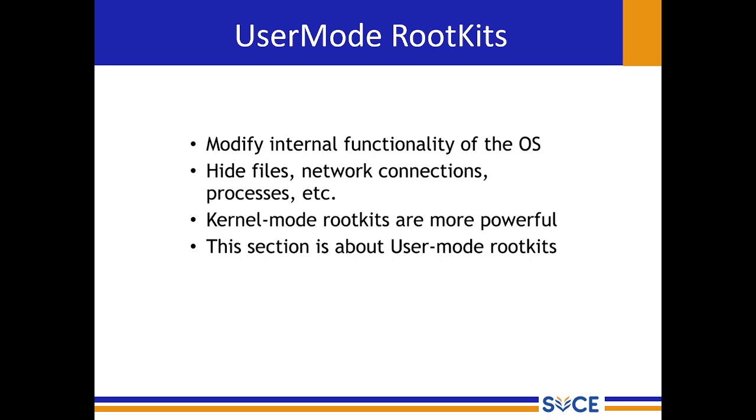Rootkits can come in many forms, but most of them work by modifying the internal functionality of the operating system. These modifications may cause files, processes, network connections, or other resources to be invisible to other programs, which makes it difficult for antivirus products, administrators, and security analysts to discover the malicious activity.